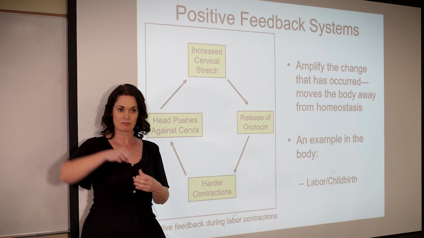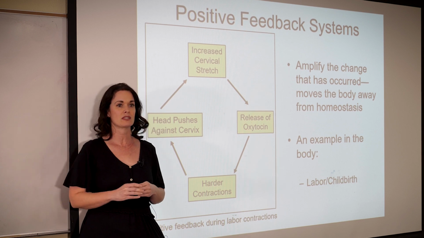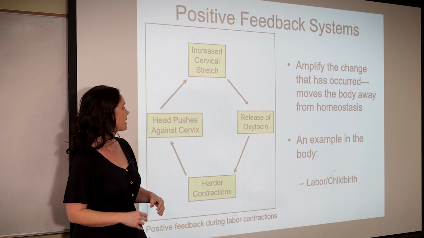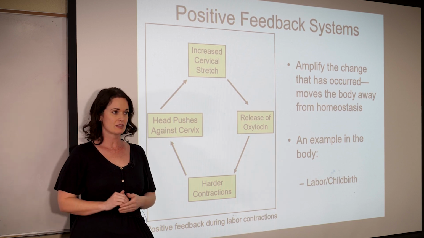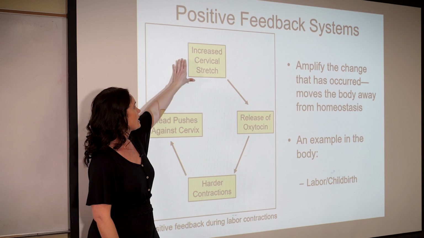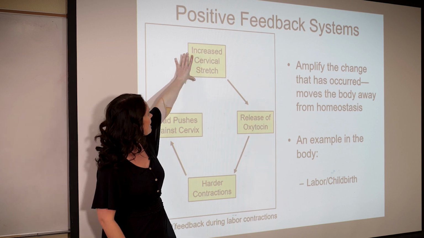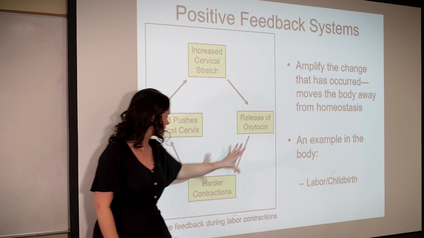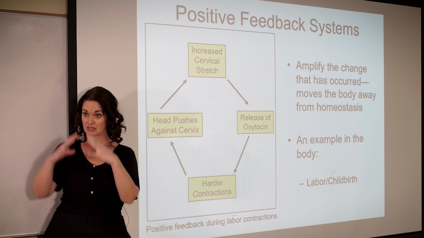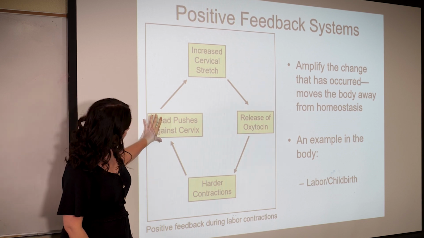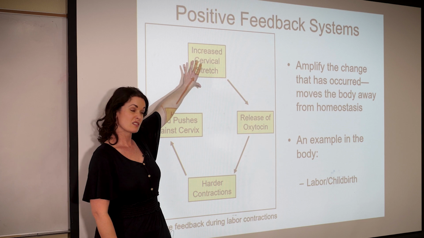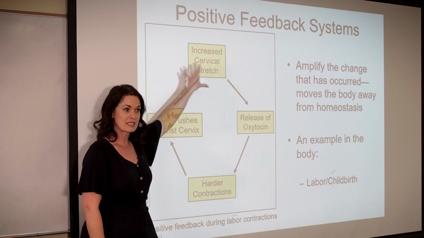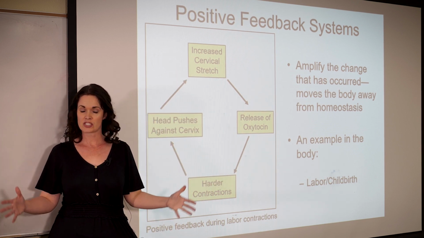So now we've got this baby with all its weight behind it pushing on the cervix, and this muscular sac that the baby's in is starting to contract. That pushes the baby's head against the cervix a little bit harder, and when that happens we get more stretch. More stretch causes more release of oxytocin, and more oxytocin causes the uterus to contract down even more, which pushes the head against the cervix even more, which increases the cervical stretch even more. We get this positive feedback system that's amplifying the change.